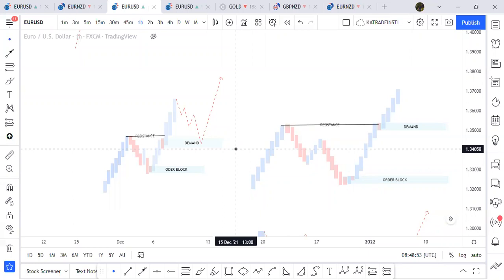Many traders don't know this: there's a difference between what an order block is. We said the order block is the last bearish candlestick whereby the market gets a breakout from a certain zone. So let's say the bearish or bullish candlestick whereby we get the breakout. I hope you are getting me.